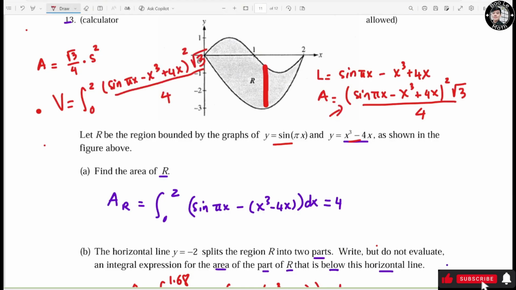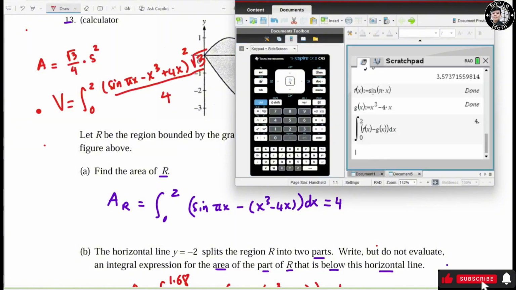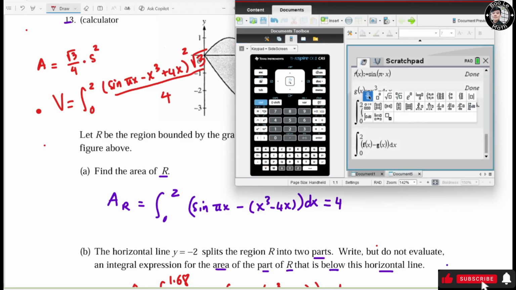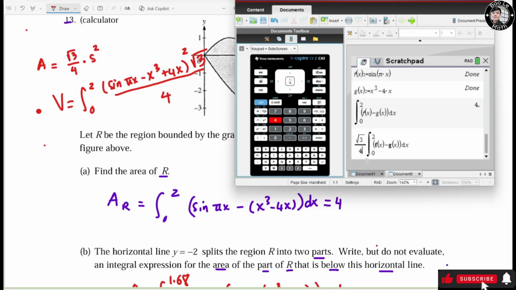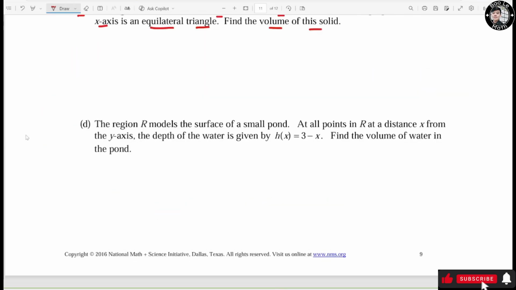Now we're going to pull up the calculator. Go to home screen, hit calculate. Now previously we stored functions f of x and g of x right here, right? So we just use this right here. We put root 3 over 4 in the front. So hit this button, put a fraction right here. Then the integral from 0 to 2 of f of x subtract g of x, right? f of x is sine of pi x right here. Then don't forget to put square outside. Then press Ctrl Enter. It's going to be 4.321.